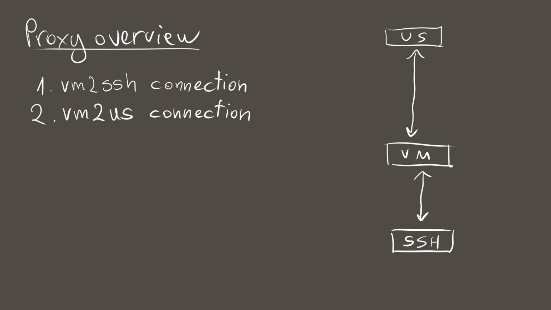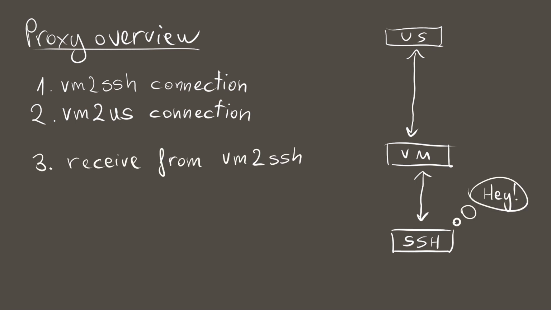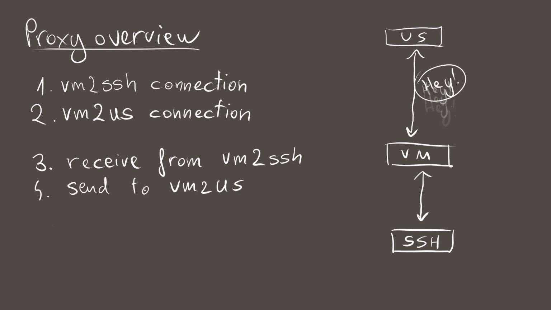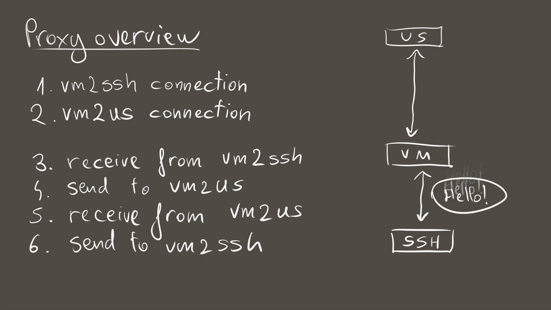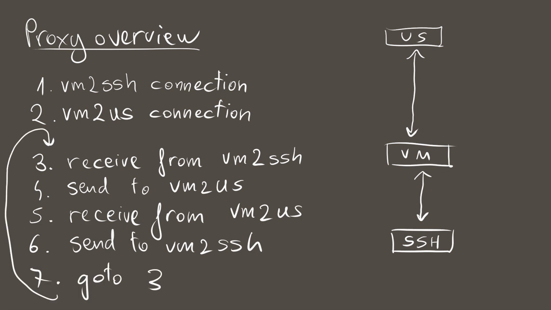For example, we might send some data on the VM to us connection. The VM must detect this, get that data, and send it to the VM to SSH connection. Same thing in reverse. There will be 4 parts to this exchange. First, the proxy will get all the data from the VM to SSH connection. Then, it will send that data to the VM to us connection. After that, it will get all data from the VM to us connection, and finally, it will send that to the VM to SSH connection. This will be repeated many times so that we can communicate with the SSH server.